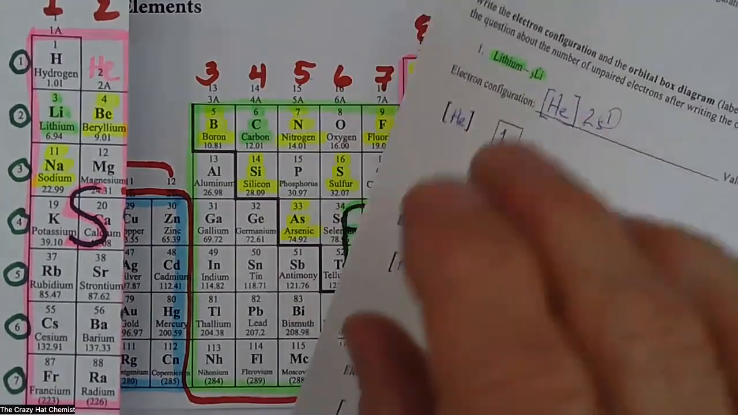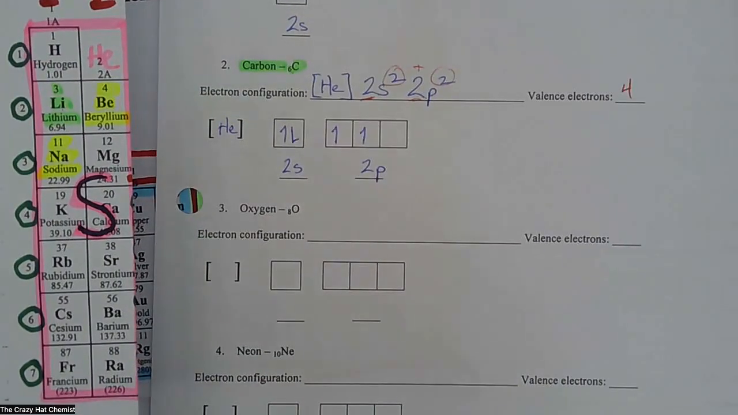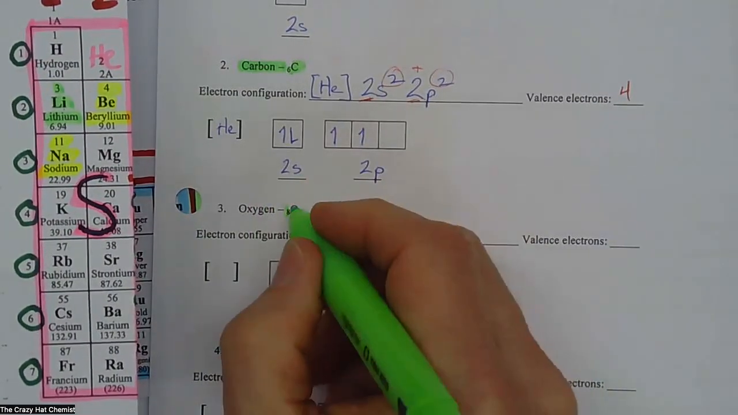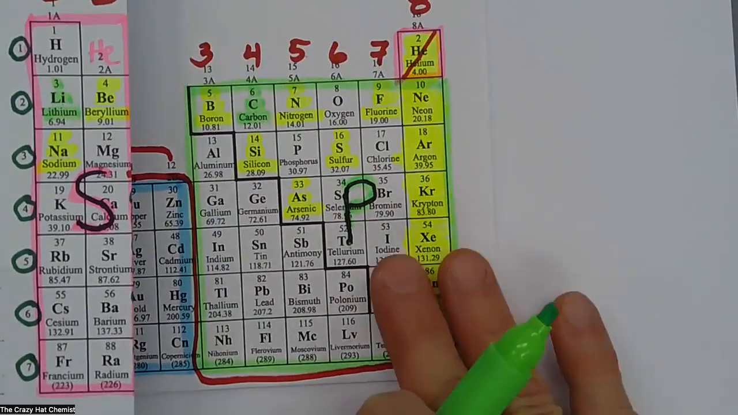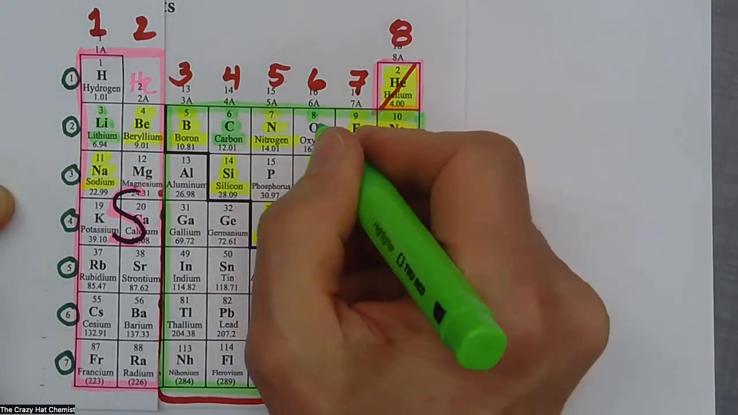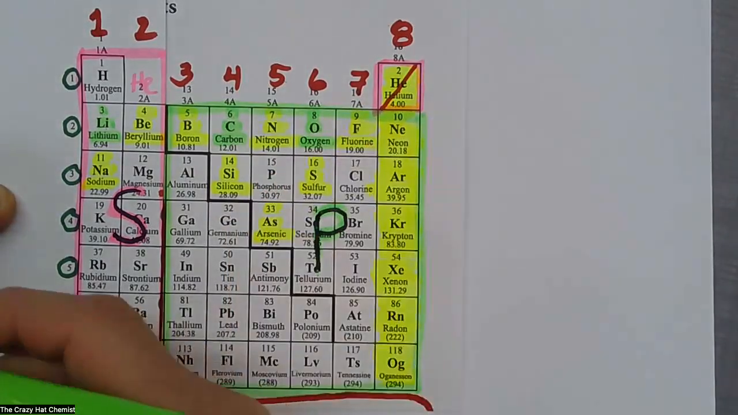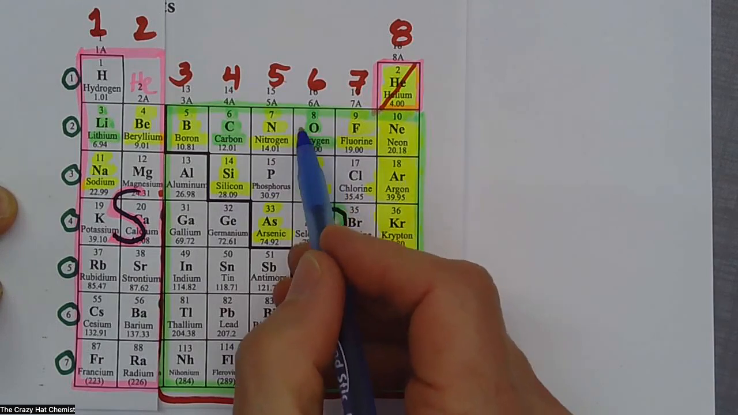So let's find the next element, and that next element is going to be oxygen, and that is element number 8, and that's capital O, that's for oxygen. So let's go on our periodic table and go for a hunt for oxygen. So that's element number 8, that's O for oxygen. Yay, good job, congratulations.